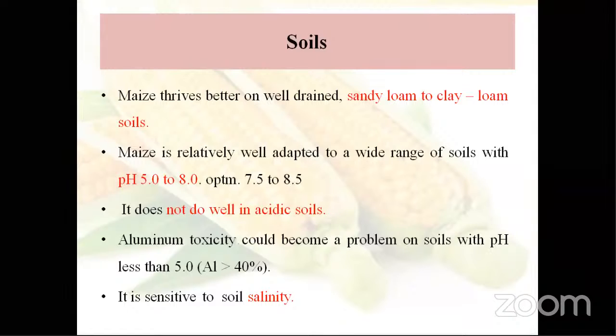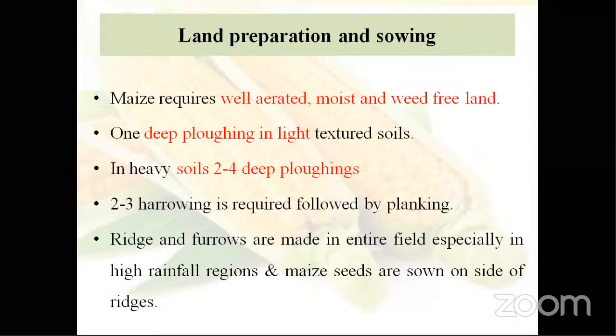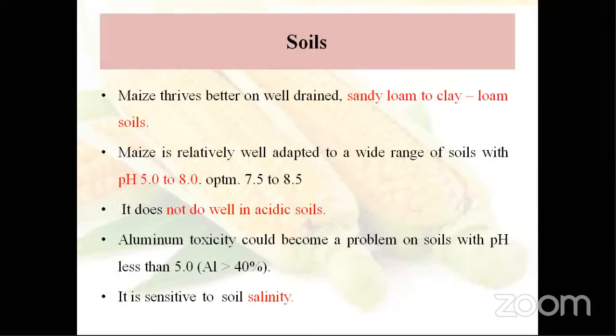That's why the optimum pH for better growth of maize crop is 7.5 to 8.5. Okay. Now we discussed morphology, growth stages, climate requirement, and soils.